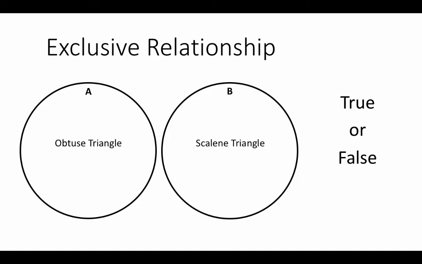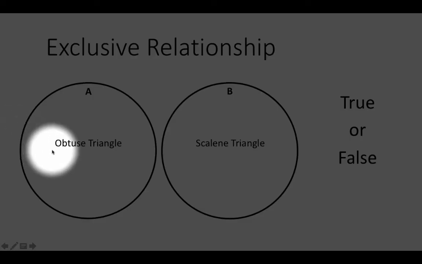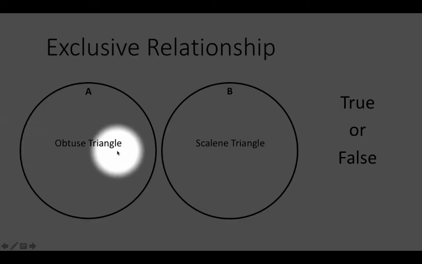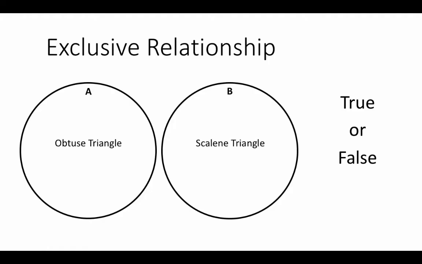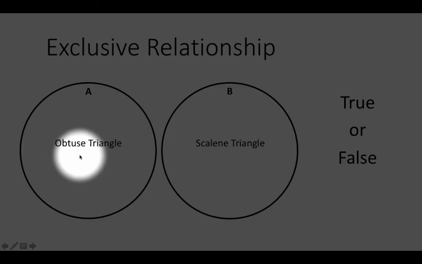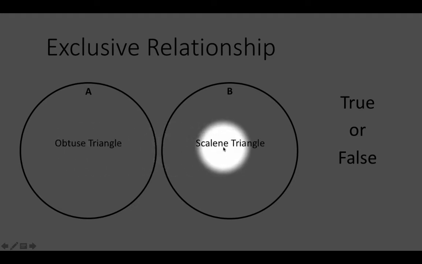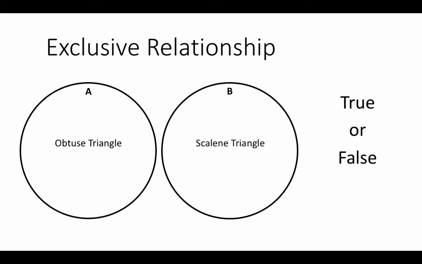Can an obtuse triangle also be a scalene triangle? An obtuse triangle has exactly one angle that's larger than 90 degrees. As we know, a triangle can only have one obtuse angle. So if a triangle has one obtuse angle, can it also have no congruent sides or angles? Yes, it can. So this is not an exclusive relationship.